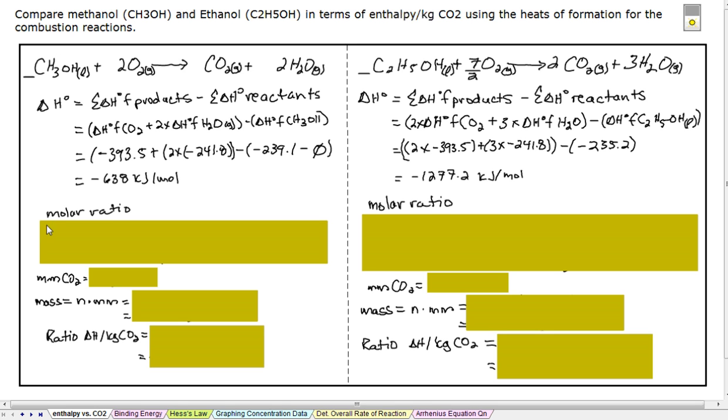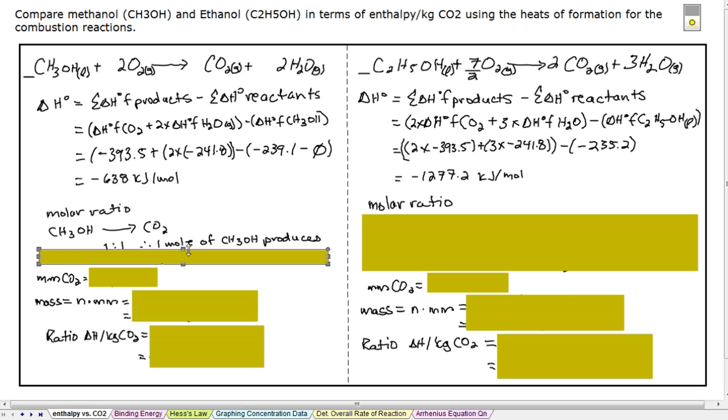My next step is to look at the molar ratios. I want to compare my molar ratios of my fuel to my carbon dioxide, because if I know my molar ratios, then I can easily figure out the mass of my carbon dioxide produced. My molar ratio of carbon dioxide to methanol is a 1-to-1 ratio. So for every mole of methanol I burn, I produce 1 mole of carbon dioxide. Now my next logical step is, what's my molar mass of CO2? It's 44 grams per mole, rounded.